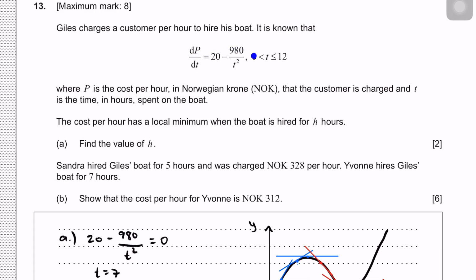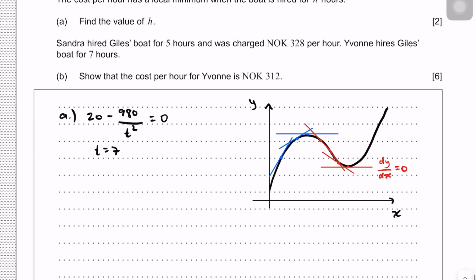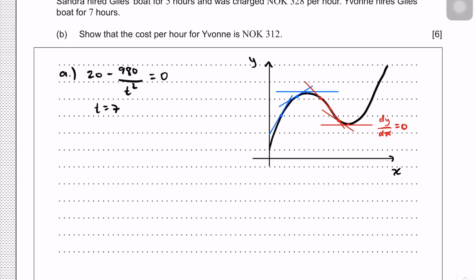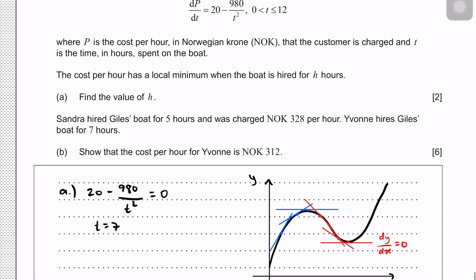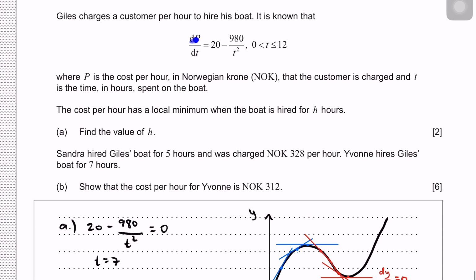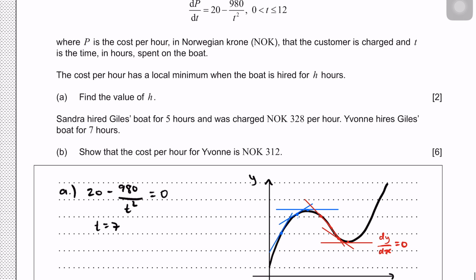So we're going to need to find the original function, which just relates P to t, or cost per hour to time. We have the derivative, and essentially we want to find the original function. To do that, we're going to need to do anti-differentiation, so we're going to need to reverse the process. Let's write out our derivative here, and then we'll use anti-differentiation to find that original function. Once we have a relationship between P and t, we should be able to put in the number of hours that Yvonne hires Jill's boat for, and it should give us this value of 312.